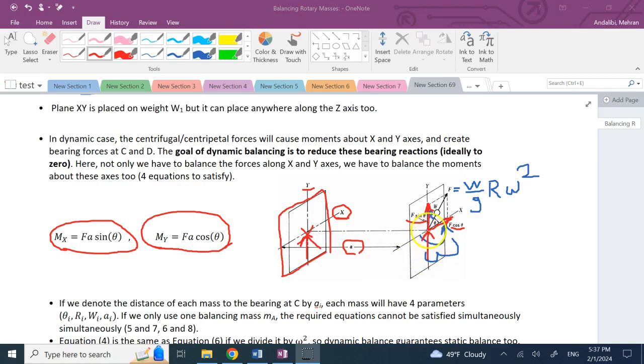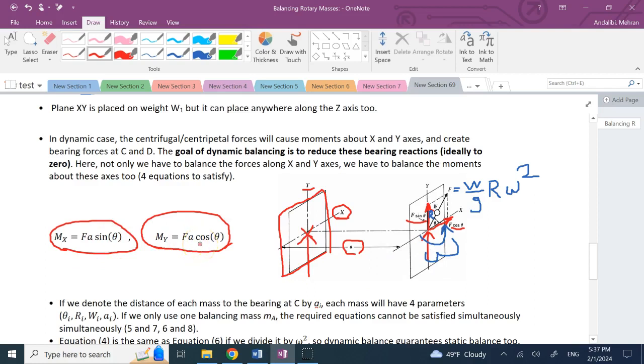And if you apply a lot of big forces on the bearings, you know, the bearings start to break over time and you reduce the useful life of the bearing. So you have to make sure that you reduce these required bearing loads to cancel the moments as much as possible by proper dynamic balancing.